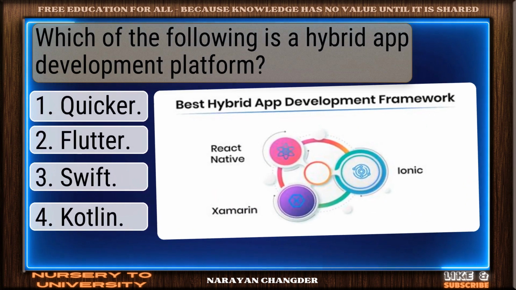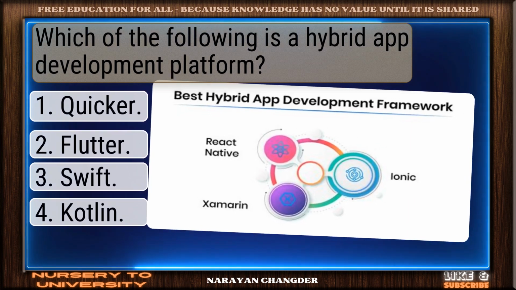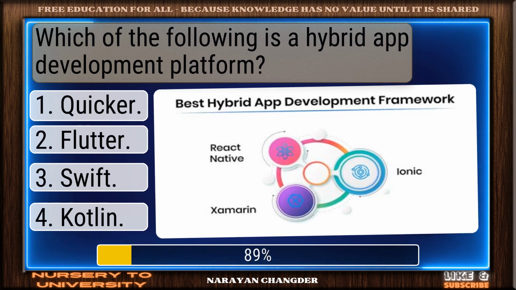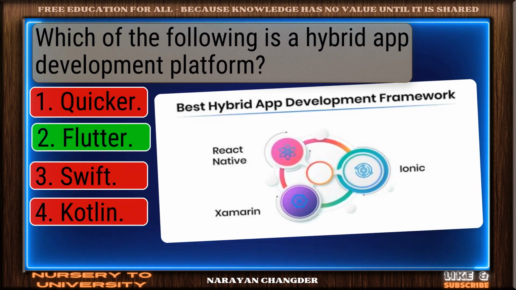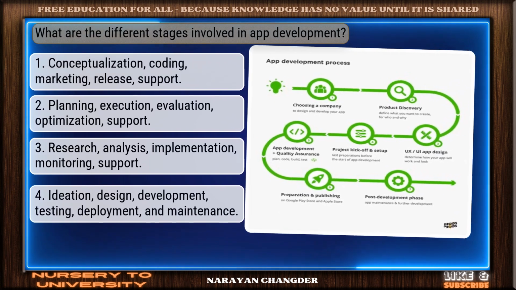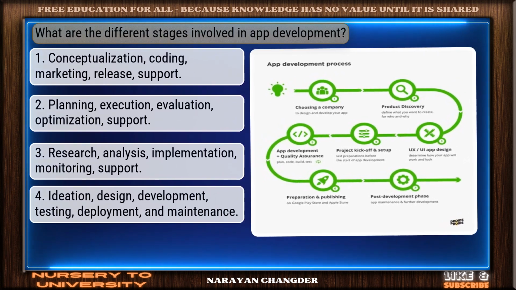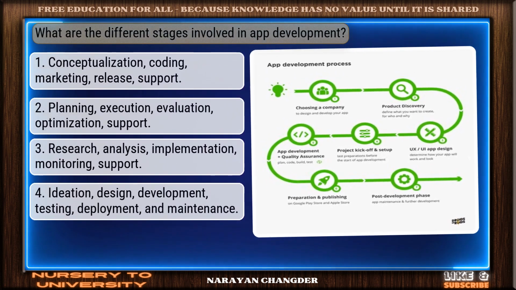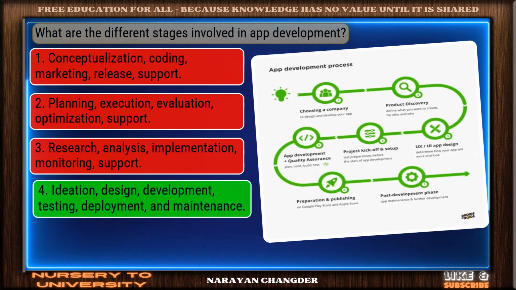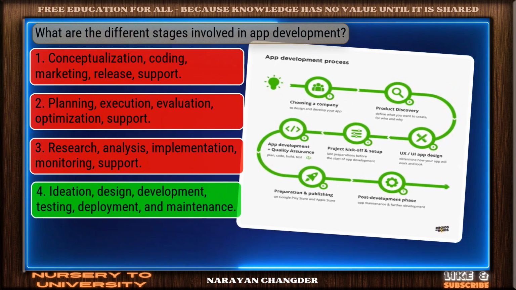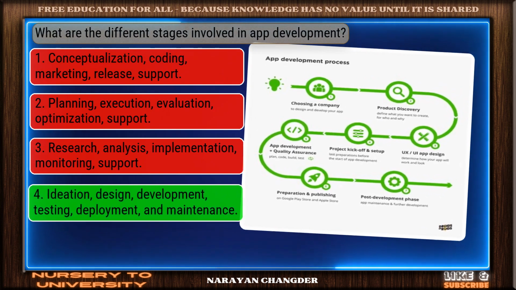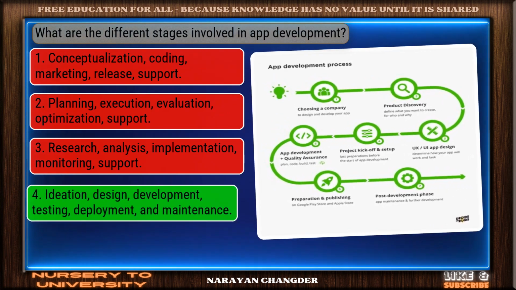Question number 38. Which of the following is a hybrid app development platform? Smart pick. Flutter is the correct choice. Question number 39. What are the different stages involved in app development? Great job. Ideation, design, development, testing, deployment, and maintenance is the accurate answer.